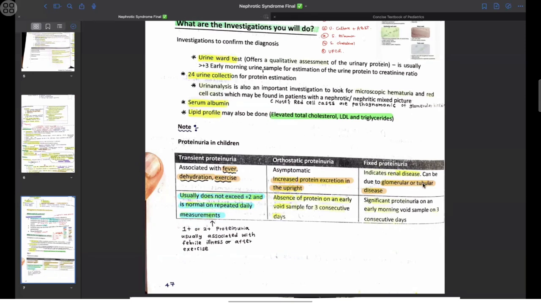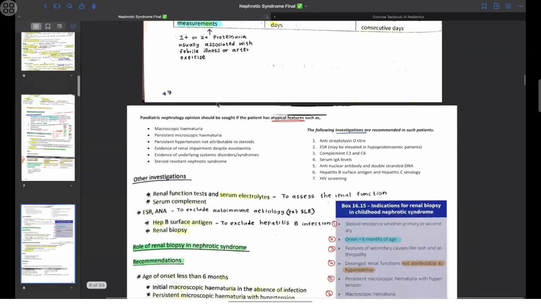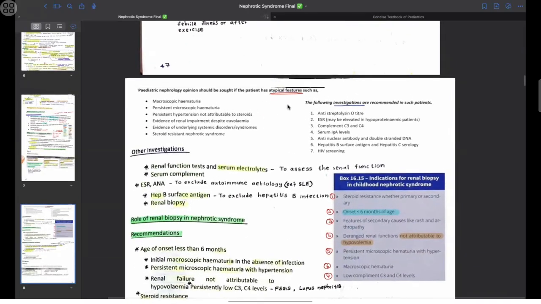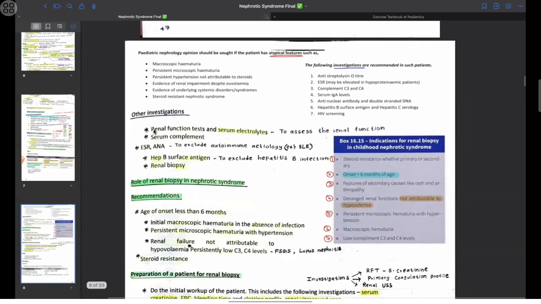Then we have this proteinuria, which is your renal disease. But remember, proteinuria can be glomerular or tubular disease as well. Both can cause it. Tubular disease has a different type of protein, which you don't need to know. Okay. Then another one is, what are these atypical features? Before coming there, we'll go to this.